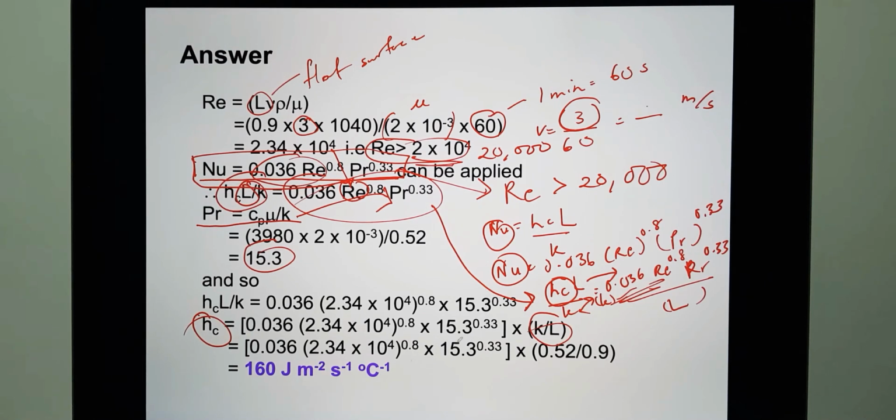Where does this unit come from again? Reynolds and Prandtl are dimensionless. The only unit that you can get is from K over L. So this parameter, K over L, is what contributes to the unit of the value of hc. Are you clear?